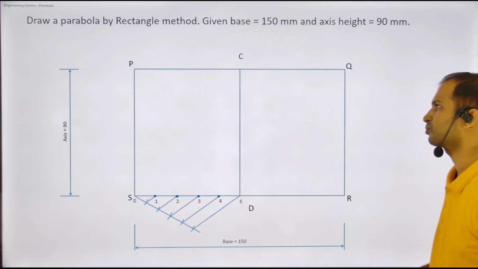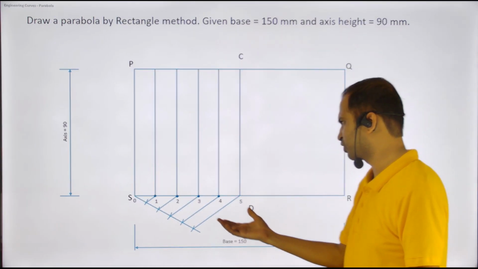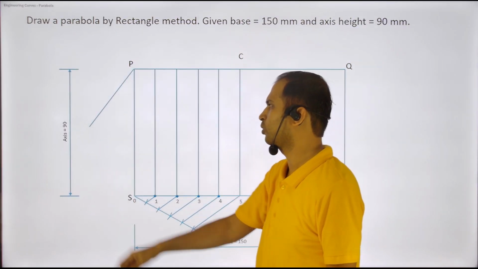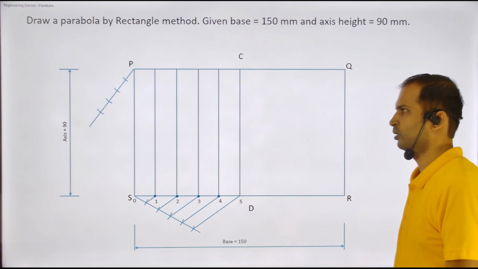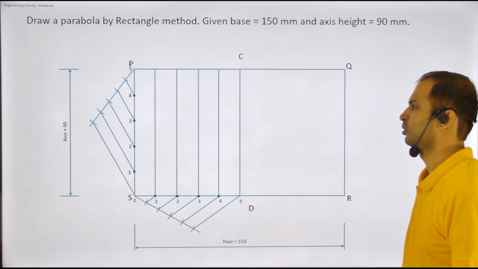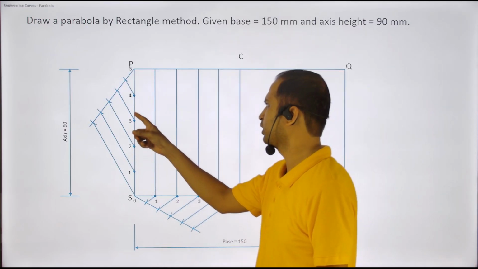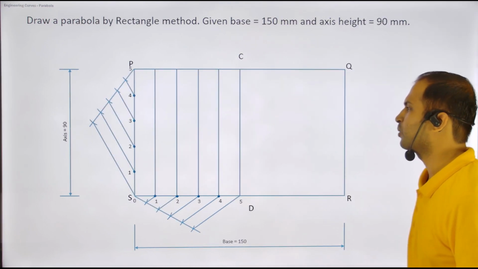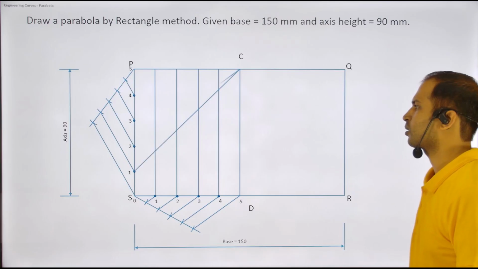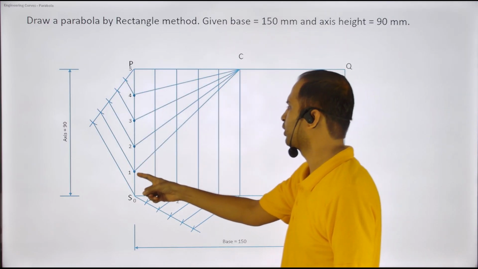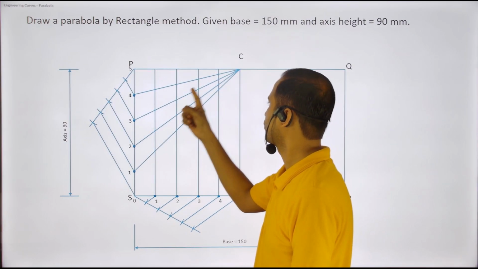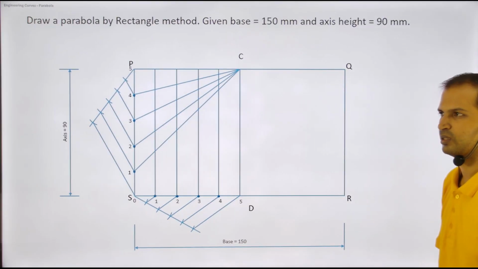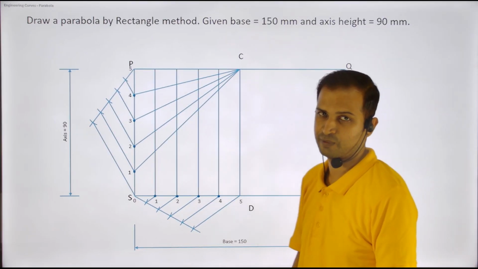Okay, this is done. Then I take the projections up. I divide this whole thing also into 5 equal parts, and I make it like this. So I made them 1, 2, 3, 4, 5. Same thing. Now the next step is very important. Join this point to this point, this point to this point, like this. Yes, same method as that of the ellipse.